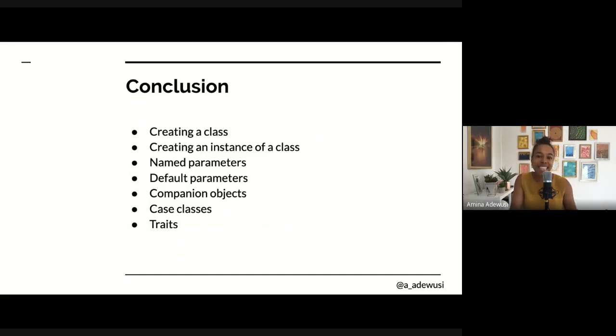So, in this lightning talk, we've spoken about creating a class, creating an instance of a class. We've looked at named and default parameters, companion objects, case classes, and traits.